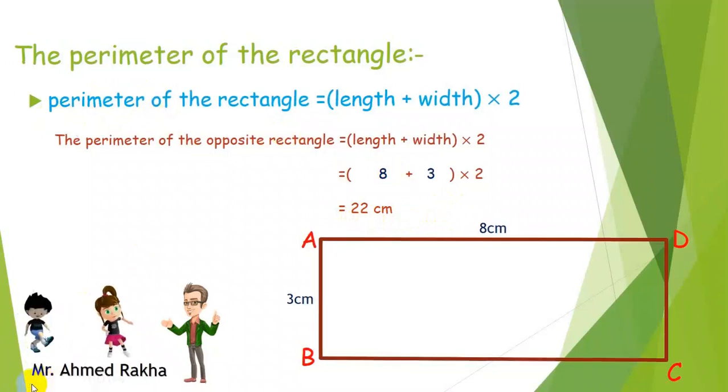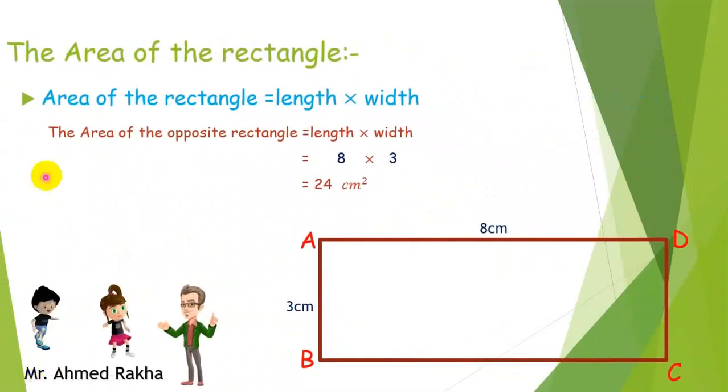But when we talk about the area of the rectangle, it equals just length times width. We will multiply the length times the width. So if we have here length 8 and the width is 3, then multiply them together. 8 times 3 equals 24 square centimeters. And because we deal here with the area, the unit here is square centimeter.